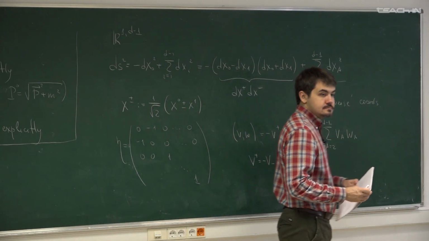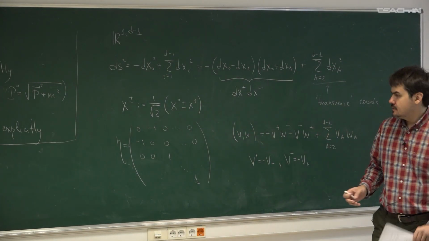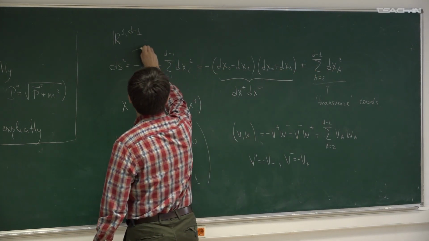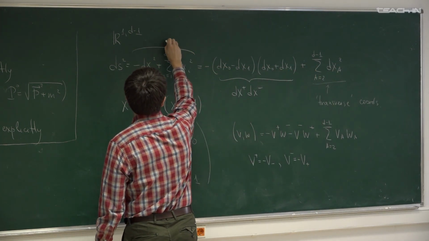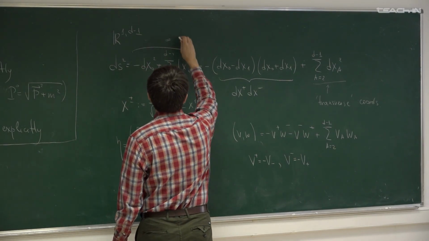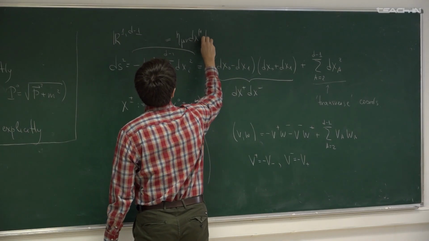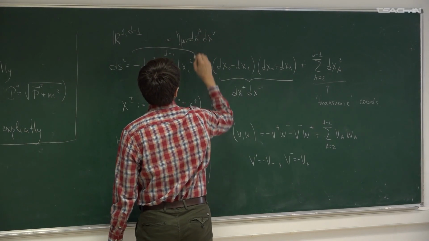Sorry, can you explain what the eta is? Eta is just the metric tensor of this metric, yes. It's a more or less standard notation for the Minkowski metric, eta mu nu, just this.